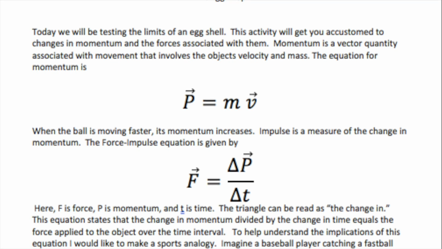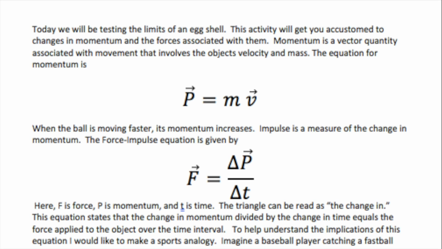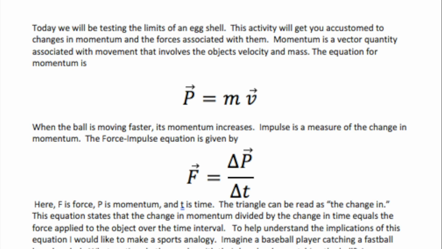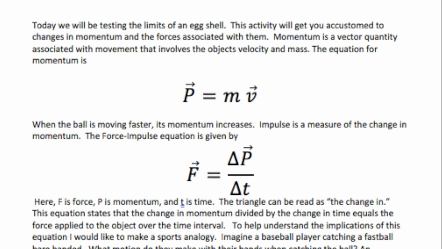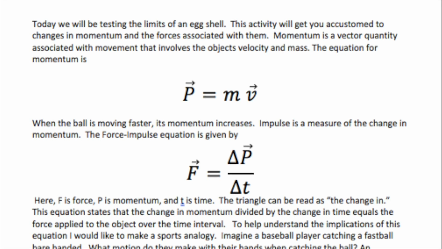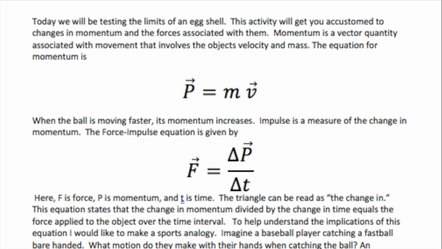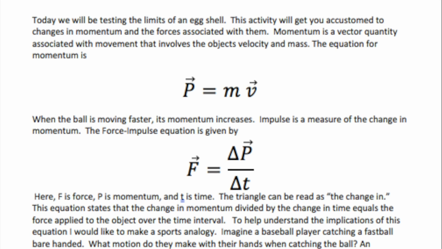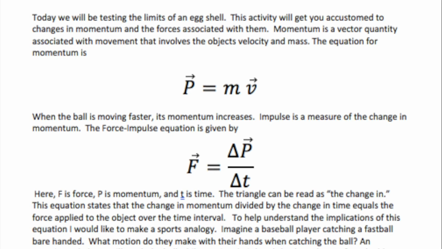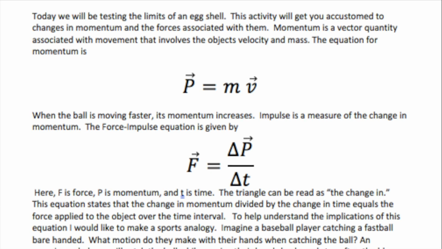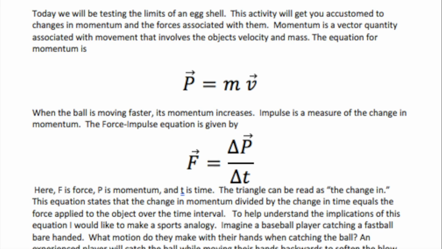Today we're going to assume that all of the eggs have equal mass. So you could just use the words velocity and momentum interchangeably today, but that's really only for today. Usually it's the product of mass and velocity, but today all the masses are the same, so it's kind of just like velocity. Wherever you see a p, you could replace it in your mind with a v, with velocity. So continuing, when the object is moving faster, its momentum increases.